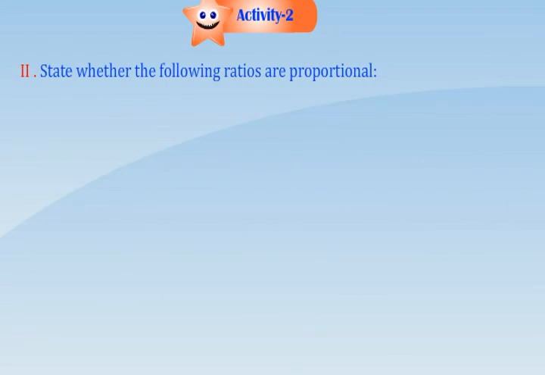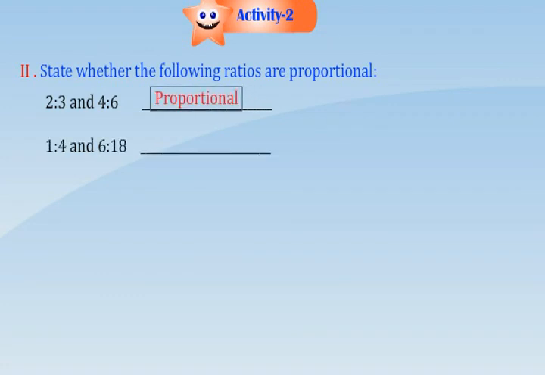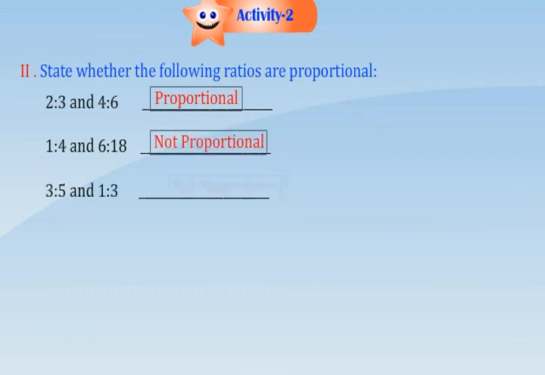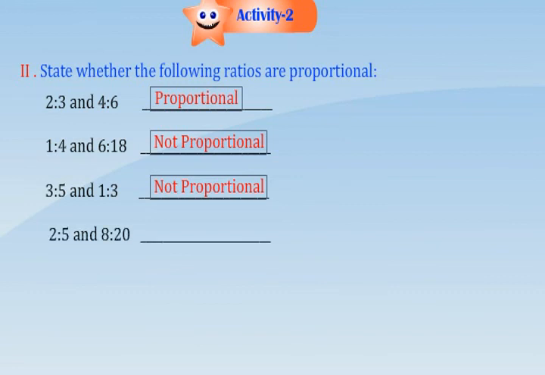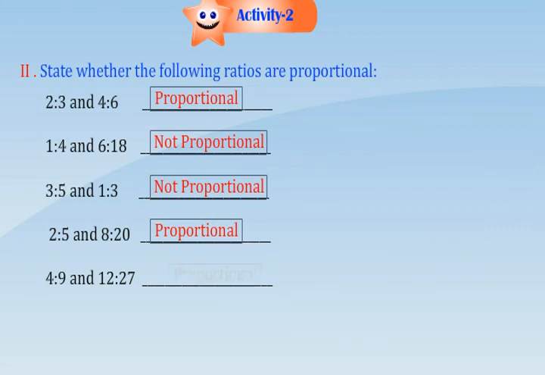State whether the following ratios are proportional: 2:3 and 4:6, 1:4 and 6:18, 3:5 and 1:3, 2:5 and 8:20, 4:9 and 12:27, 6:15 and 2:5.